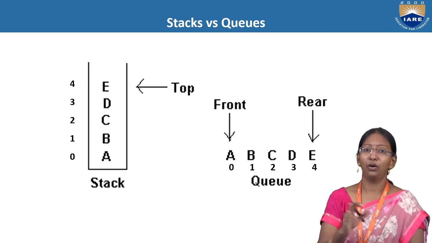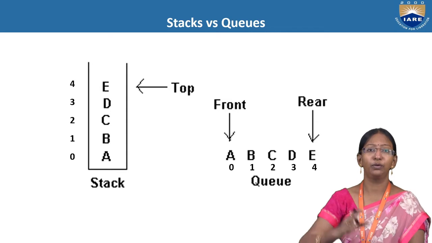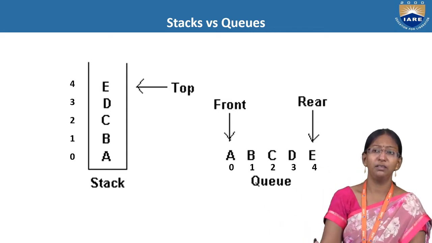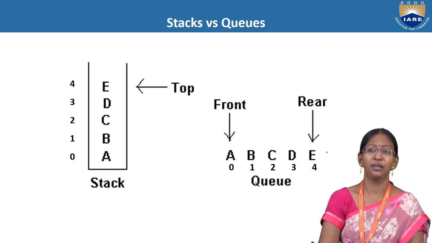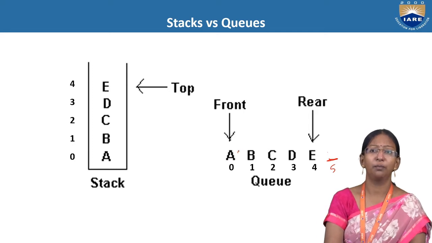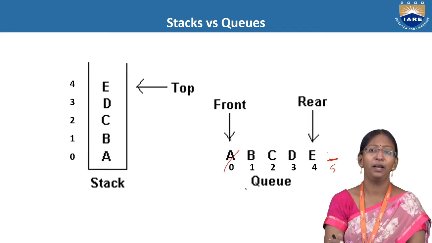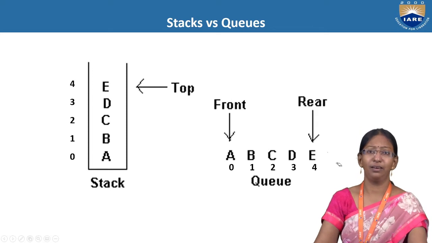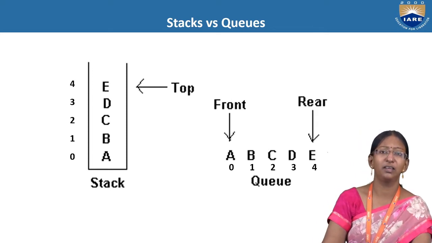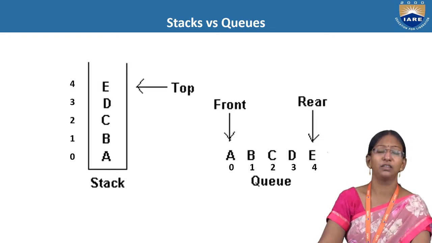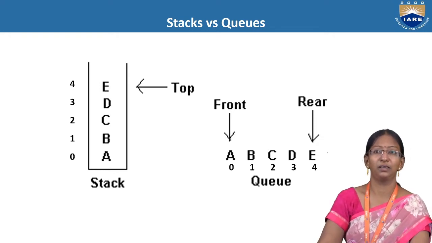A contrary to that is queue. If you want to insert, insert at the rear end. If you want to remove, remove at the front end. Means here, if I want to insert, I'll be inserting something over here at position 5. If I remove, I'm going to remove it. Right? So my operation is not biased or one-sided. This is a different kind of data structure, a style in which data is being stored and operated internally.